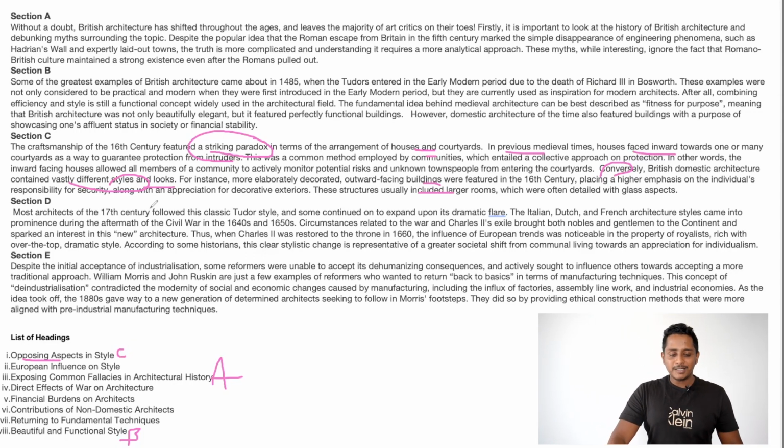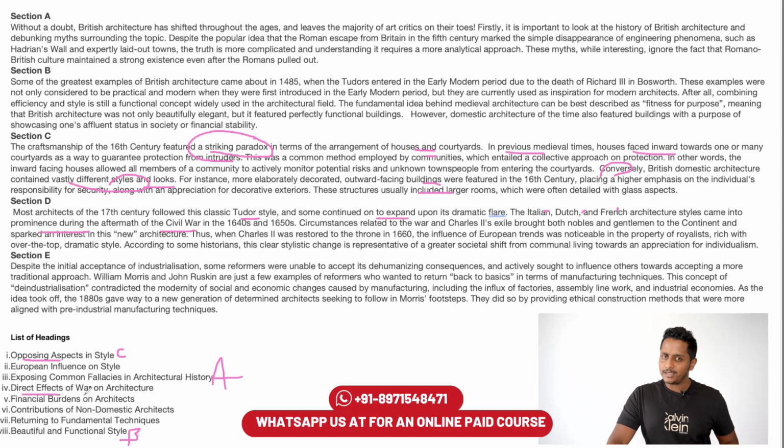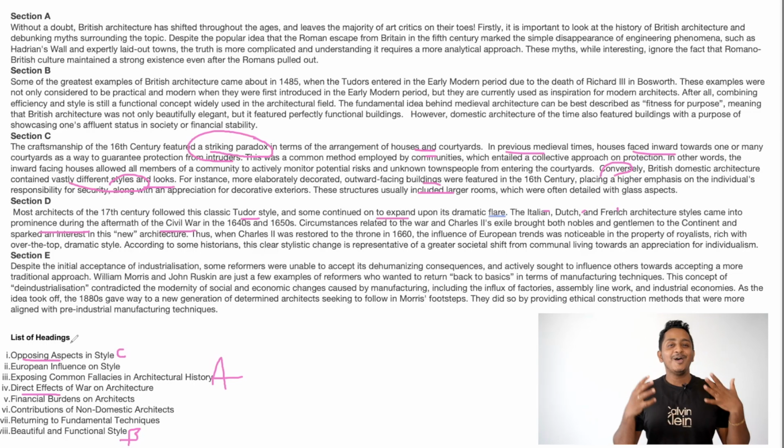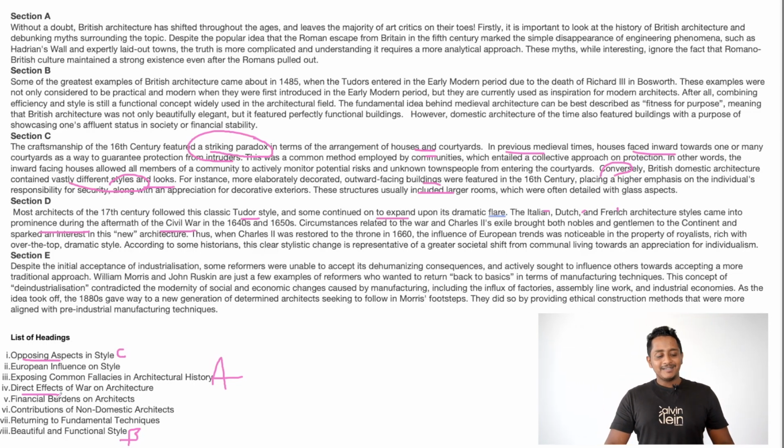Now, most architects followed this classic Tudor style and some continue to expand. Okay, they're talking about expansion. Italian, Dutch, French came into prominence. War, Nakul, Civil War. Okay, the question here, the summary name is direct effects of war on architecture. Don't fall for the traps by just relating the name. Name is matching, I'll go with it now. Verify. Cross verify. The heading given here is direct effects of war on architecture. How the war changed the architecture, influenced architecture.